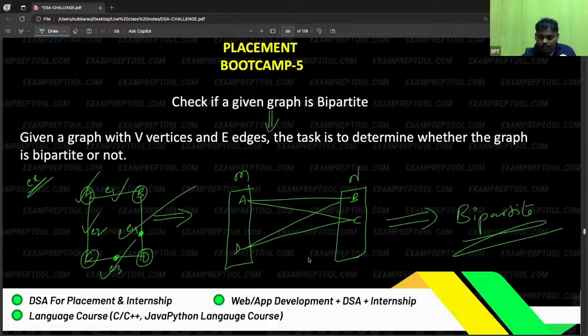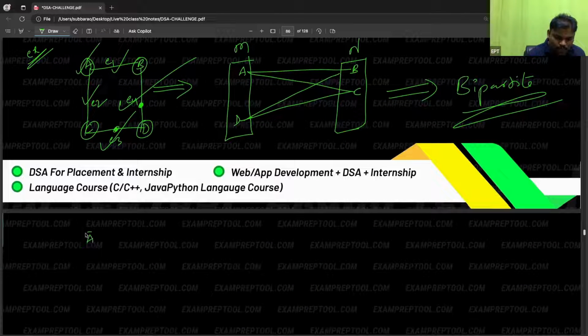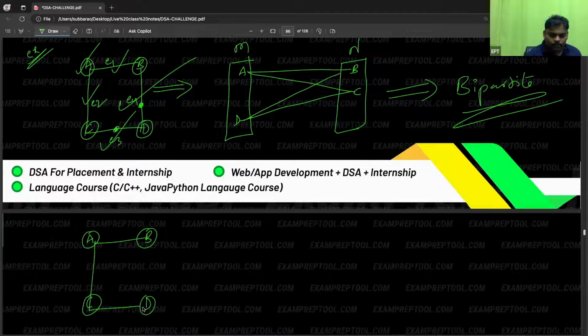Now, if anyone has a little doubt, let's take one more example. A, B, C, D. Let us assume that one more edge I kept like this. So the edges are E1, E2, E3, E4, E5. If anyone has a small doubt in the above explanation, remember, all edges, all vertices, everything should be covered. The total graph should be covered, not only vertices, edges also, in the graph which you are going to draw.